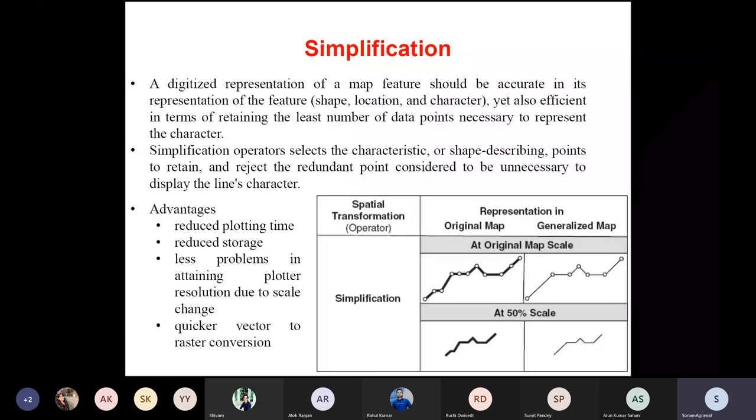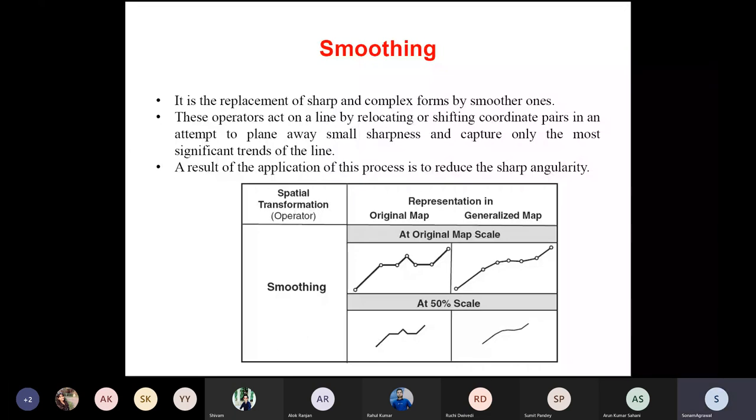Okay. Next one was smoothing. What was the smoothing? It is the replacement of the sharp curves. In this case, the number of points remain the same. As you can see in the diagram, the number of points remain the same, but the sharp turns, the sharp curves are removed.